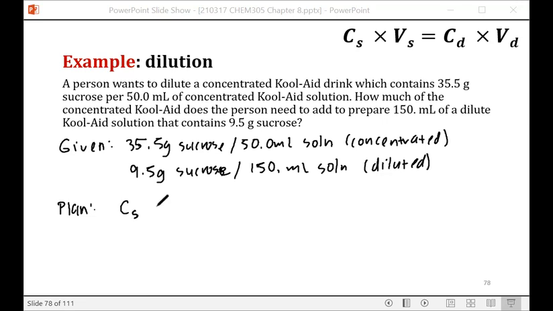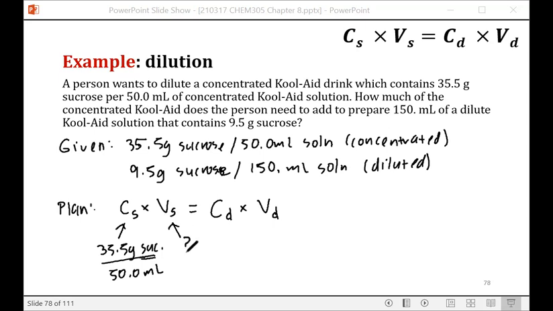So we're going to use the concentration of our stock times the volume of our stock solution, and the stock is always the one that's more concentrated, is going to be equal to the concentration of our dilute solution times the volume of our dilute solution. So grams of sucrose per milliliters of solution, that's a concentration. We could calculate this out to make it a mass volume percent concentration: grams of sucrose per a given volume of total solution. So I'm going to use this as my CS: 35.5 grams of sucrose for every 50 milliliters of solution.